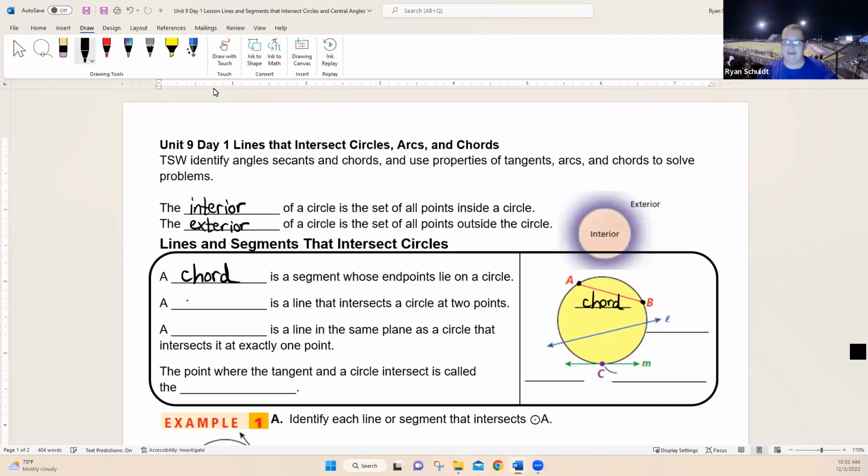A secant is a line that intersects the circle at 2 points. So line L, it goes in the circle and it goes out of the circle. It enters and then it exits. That's a secant.